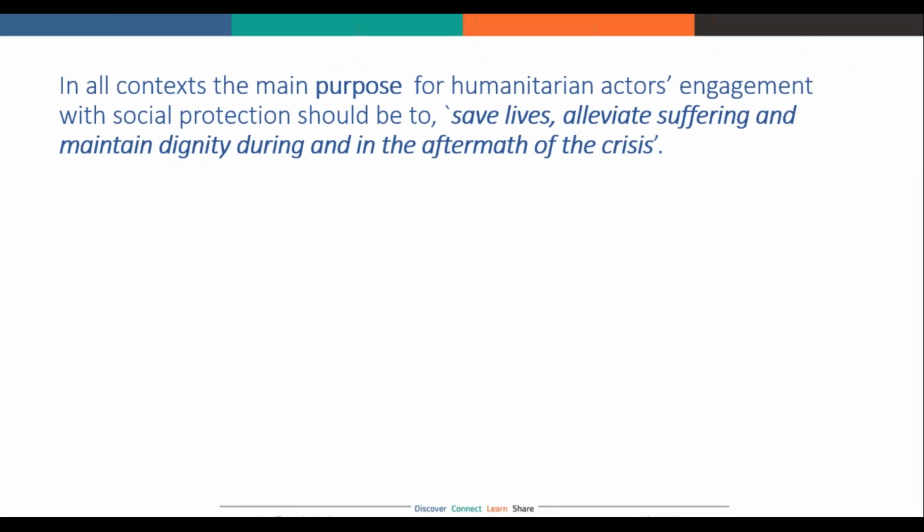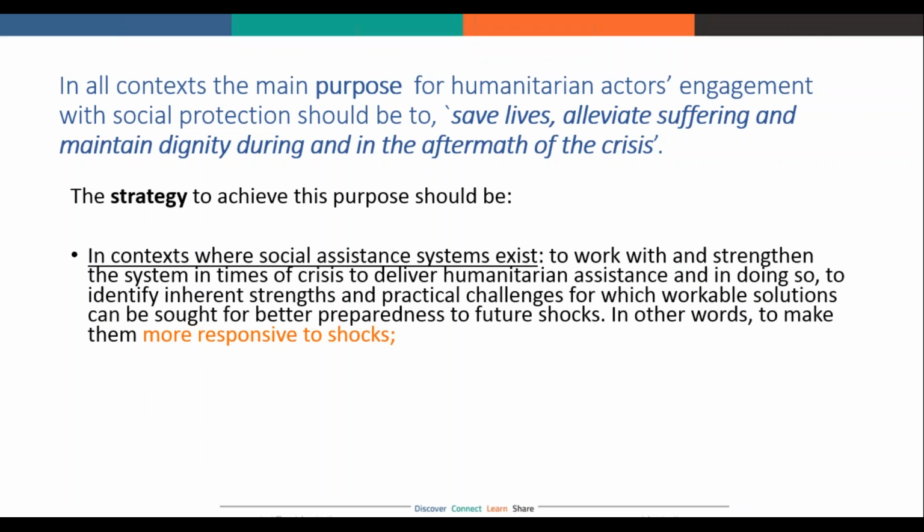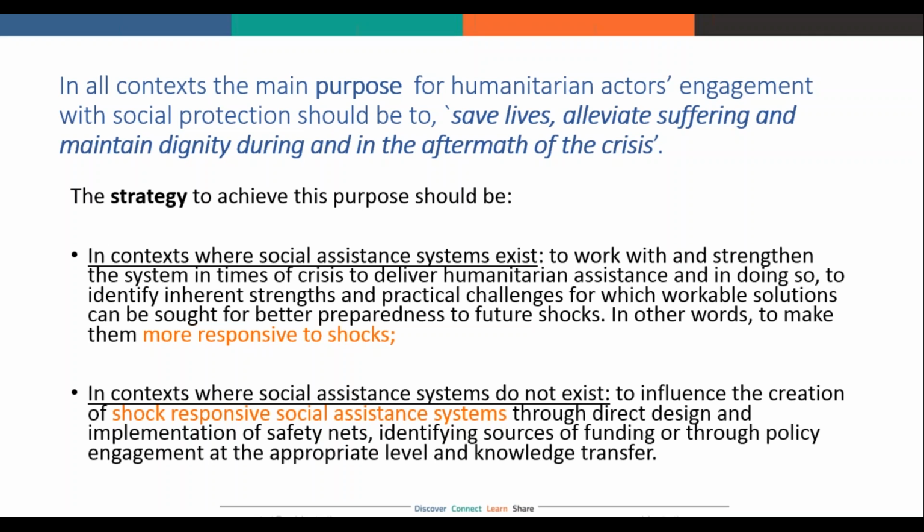Whatever the context, in all contexts the main purpose for humanitarian actors to engage with social protection will remain that of saving lives, alleviating suffering, and maintaining dignity during and in the aftermath of the crisis. This is the main aim and objective of humanitarian programming, and this should be the focus of all our engagement with social assistance. And the strategy, therefore, would be twofold. One is to strengthen an existing system, if it exists, in such a way that it becomes responsive to shocks and is able to reach more people in a more timely manner. And the second is to lay the foundation of a strong social assistance system which is responsive to shocks in future. Next slide, please.